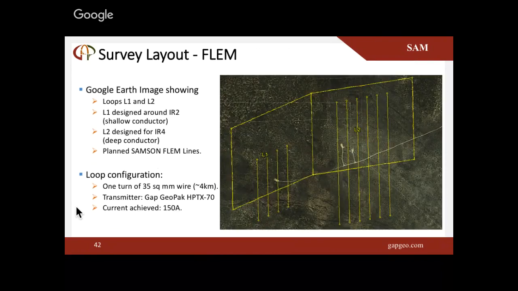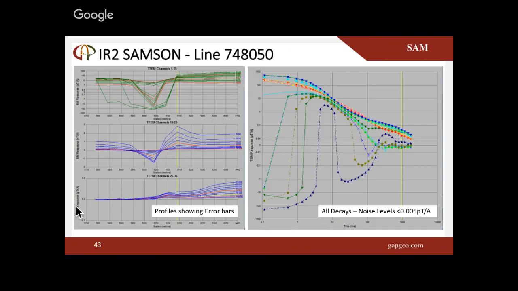But we put a couple of loops around each one of these. L1 loop is around IR2, the small one. L2 is around IR4. And we surveyed it with SAM in both dynamic acquisition mode and in Samson stationary mode at quite different frequencies. This is Samson mode, and I'll just point out that we're using HPTX70s, kilometre by kilometre loop, 150 amps, so a lot of power. But you can see the noise levels we're able to achieve with a ground survey like that, of the order of 0.005 picotesla per amp, incredibly small noise.